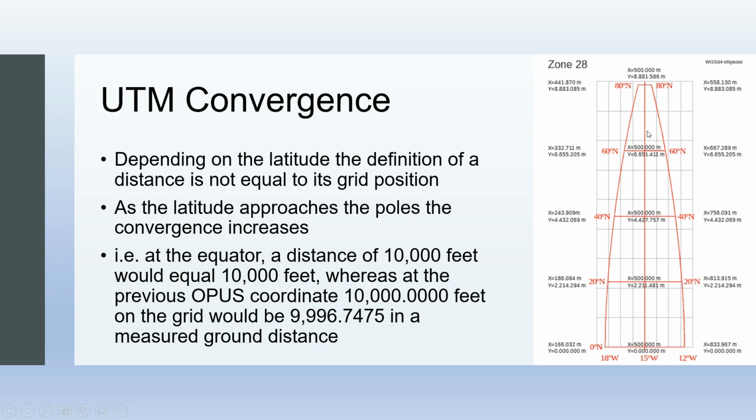The further north you go, the worse it gets, right? So this meridian here of 500,000 meters at 60 degrees north, when I go over to the edge of what would be considered the zone, it's actually only 667,000 meters. So basically the convergence factor is off. The physical distance between these two points is different by 200,000 meters. So the further north you go, the larger your difference in your convergence factor is going to be.